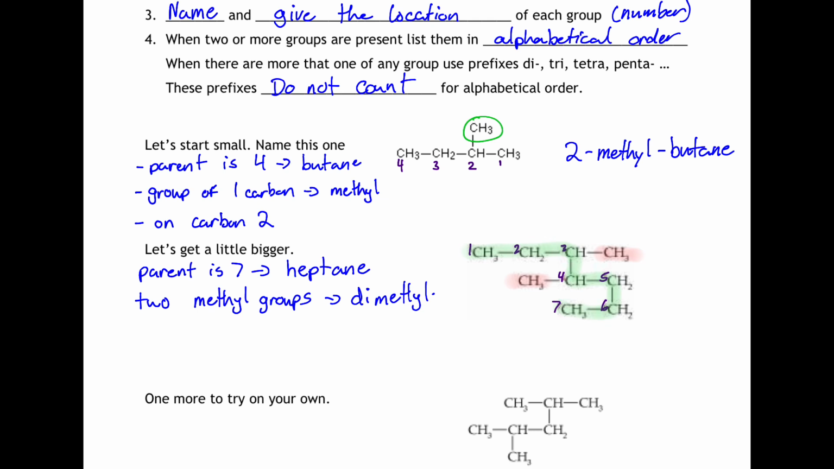Where are they? On which two carbons? We have one of them here on carbon 3. This one here is stuck to this one, and the other one is stuck to this one. So they are on 3 and 4. One of them is on 3, and the other one is on 4. So overall, my name becomes 3,4-dimethyl heptane.